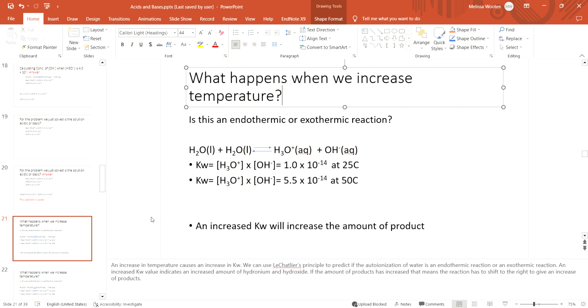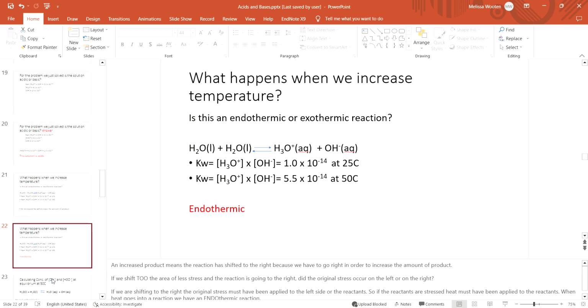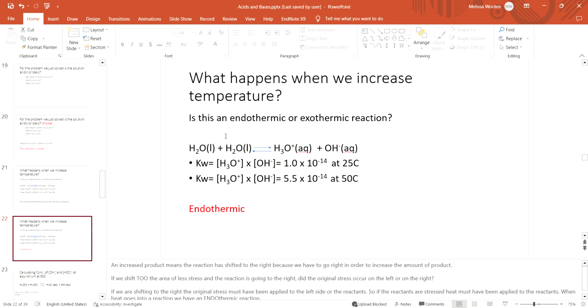And if the reaction has shifted to the right to relieve stress, because Le Chatelier's principle says we shift to the right to relieve stress, then the original stress must have been on the left where the reactants are. So if the original stress was on the left, heat had to go into the reaction. And if heat had to go into the reaction, that makes the reaction endothermic. This was a conceptual practice of Le Chatelier's principle.